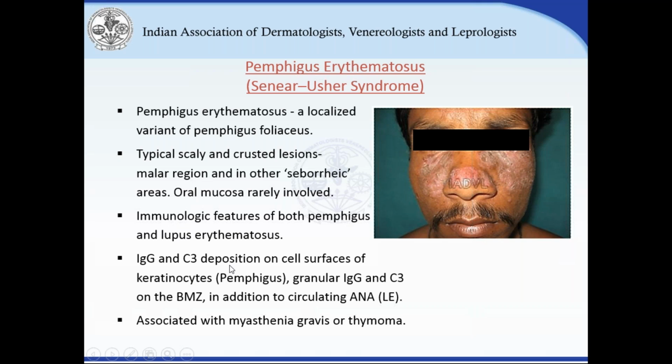That is, there is IgG deposition in the keratinocytes. In SLE, there is granular IgG and C3 deposition on the dermoepidermal junction called the lupus band. So we can see a lupus band also in these cases, in addition to circulating ANA. It is also associated with myasthenia gravis or thymoma.